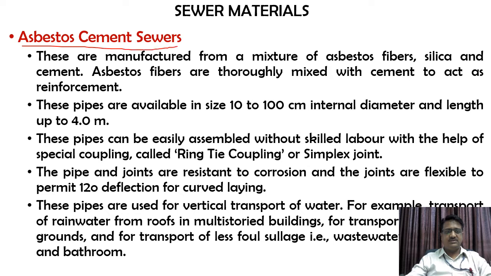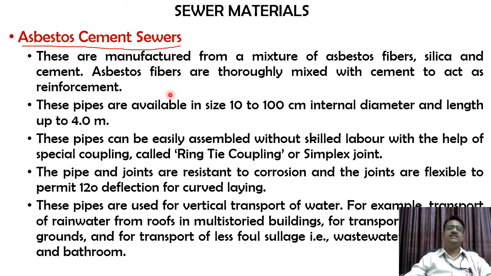Next is asbestos cement sewers. These are manufactured from a mixture of asbestos fibers, silica, and cement. Asbestos fibers are thoroughly mixed with cement to act as a reinforcement. These pipes are available in sizes from 10 to 100 centimeters internal diameter and length up to 4 meters. These pipes can be easily assembled without skilled labor with the help of a special coupling called the ring type coupling or a simplex joint.